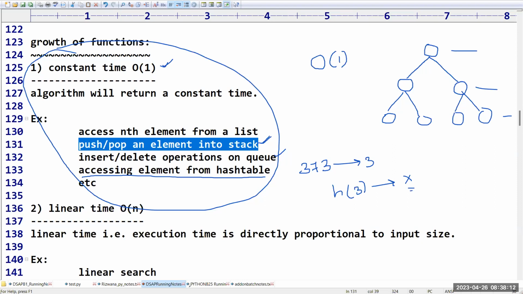What is its title, sir? Growth of function. Generally, how are we going to represent it? For example, assume I have an algorithm and I need to calculate its complexity. Let us assume I want to calculate the time complexity. How is my algorithm going to behave? Suppose I want to perform a search operation, and I have 100 records.